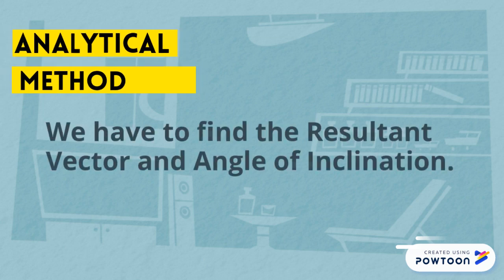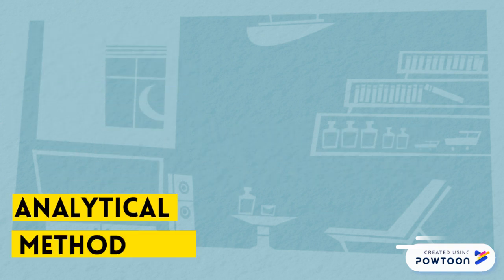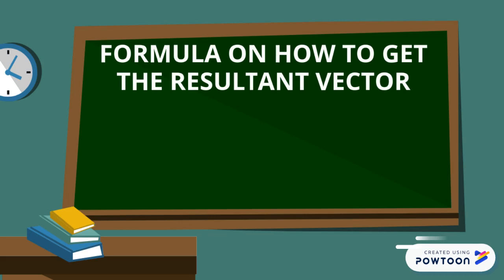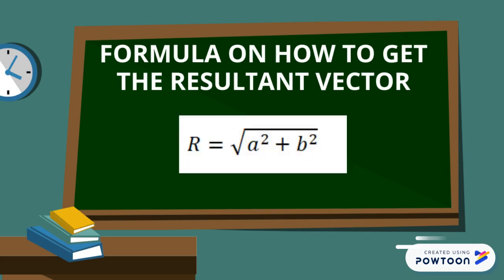Now, let's try answering the next problem through the analytical method. In the analytical method, we have to find the resultant and the angle of inclination. Before that, we must know the first one, which is the resultant vector. For resultant vectors, we have the formula R = √(A² + B²), which is derived from the Pythagorean theorem, c² = a² + b².